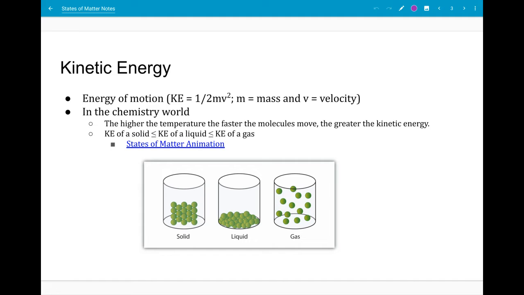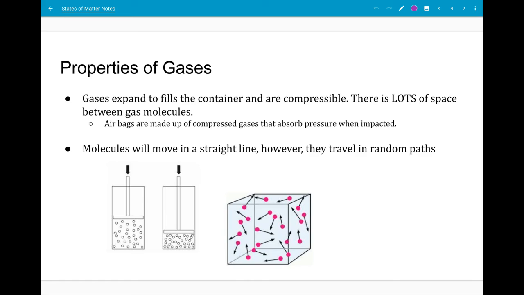So the higher the temperature, the faster the molecules move, the greater your kinetic energy. So what we could say is the kinetic energy of a gas is much higher than that of a solid. Now, a solid is moving. These are vibrating, really small vibrations. A liquid has a little more vibration. And again, we just can't tell with our eyes.